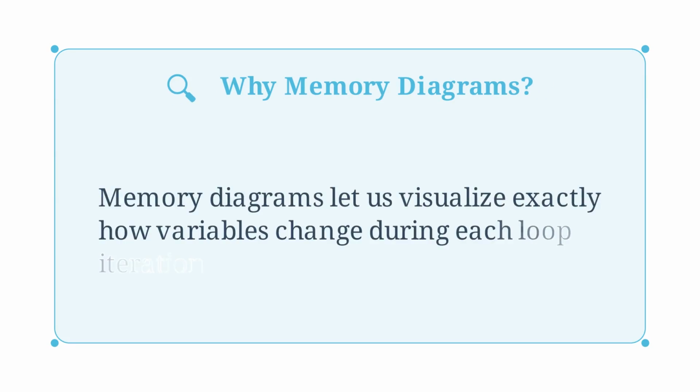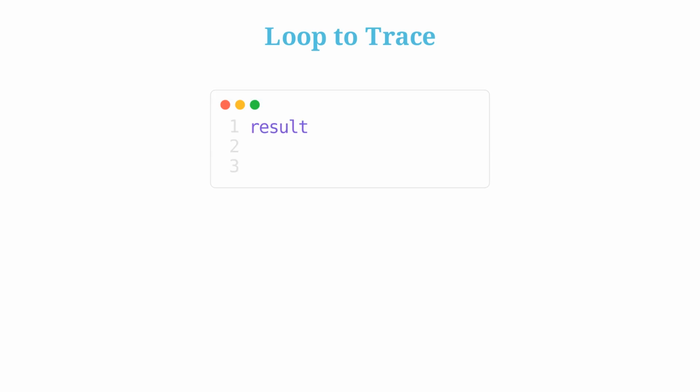Memory diagrams are like taking snapshots of your computer's memory during each loop iteration. They show us exactly how variables change, helping us understand and debug our code. Let's trace this doubling loop together. We start with result equals 1, then multiply by 2 each time through the loop. Can you predict what the final result will be?